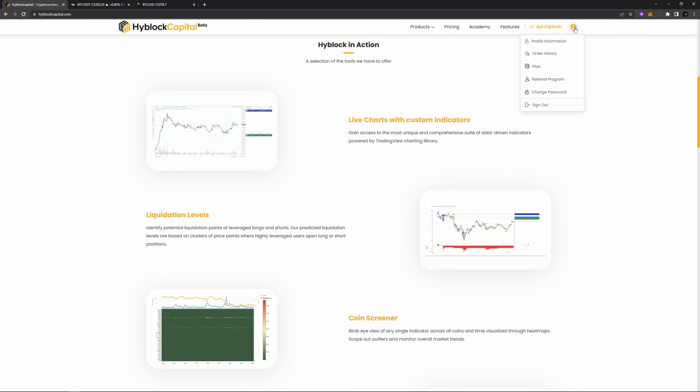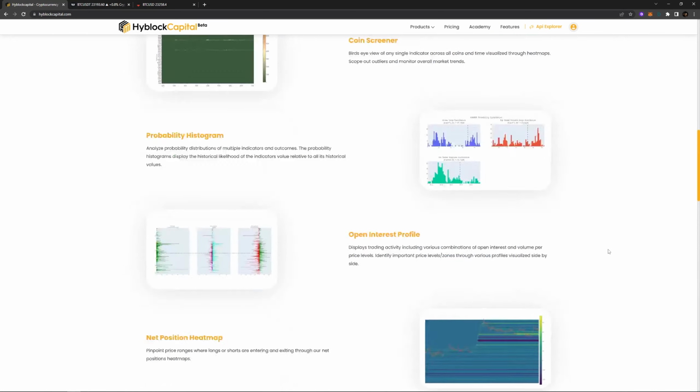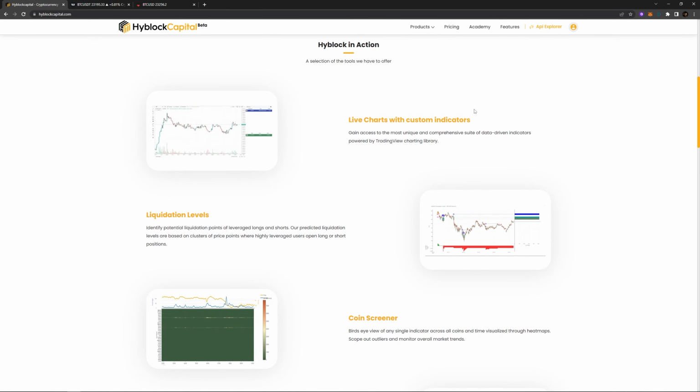As you can see, I'm already logged into my account. I bought the premium plan. They offer you this for $69. For me personally, that's a very good price and actually very cheap for the data that you get. But let's not talk about the price.